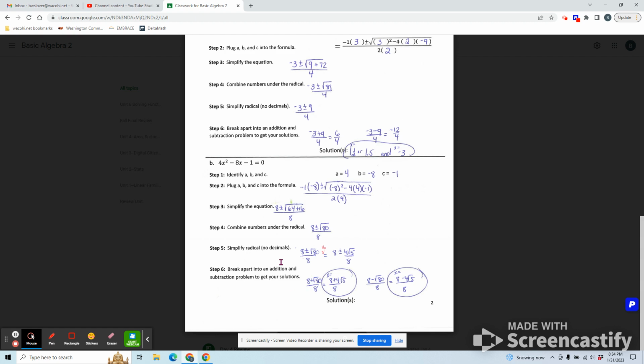Okay? So today you focus on finding or using the quadratic formula. You have to identify the A, B, and the C first, and then plug it in. So today is a lot of just substitution, and then using your calculator or evaluating.